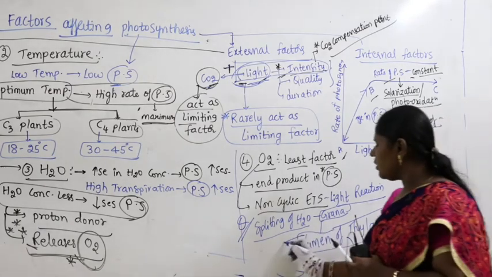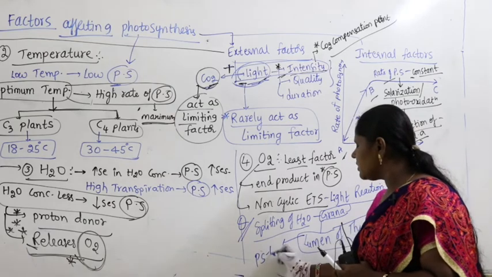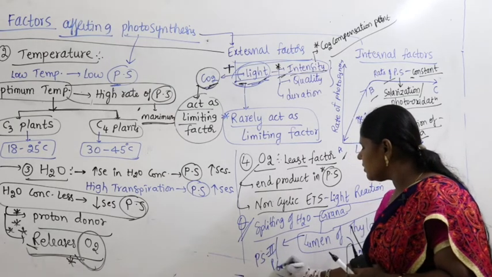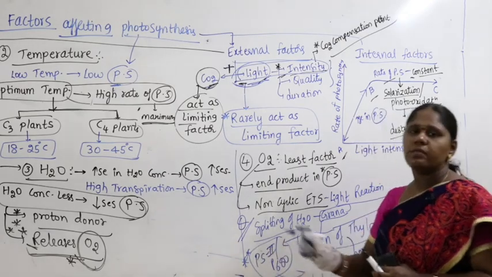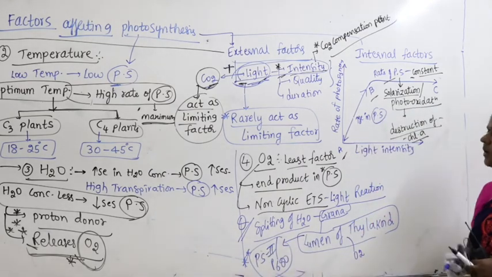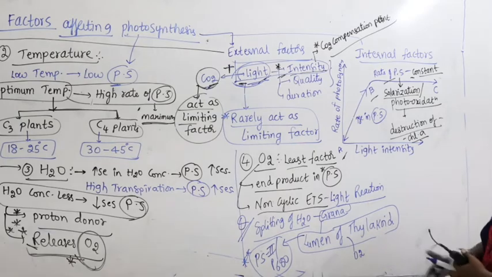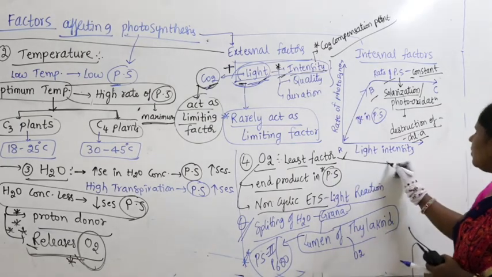And who is the contributor for this? The contributor is PS2, also called P680. This is where the oxygen is released. But what else did we study? We studied what is called the Warburg effect.